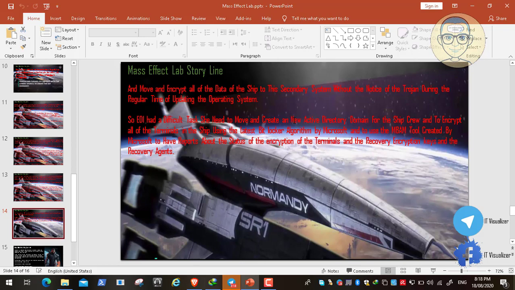So EDI had a difficult task. She needs to create a new Active Directory domain for the ship crew and to encrypt all of the terminals in the ship using the latest BitLocker algorithm by Microsoft, and use the MBAM tool, the one that you have been talking about in the beginning of the video, by Microsoft to have reports about the status of the encryption of the terminals and the recovery encryption keys and the recovery agents. So EDI, the artificial intelligence of the ship, needs to create a new Active Directory domain for the ship crew, and create users for the ship crew and the different Active Directory objects.